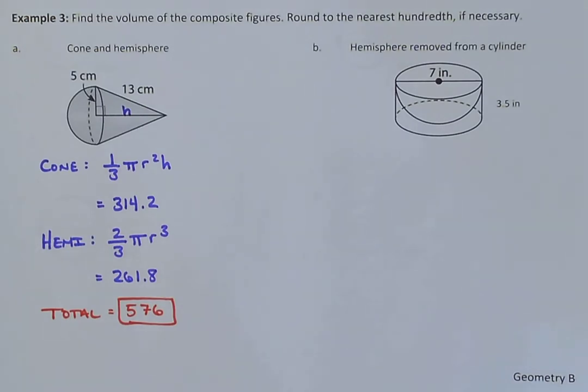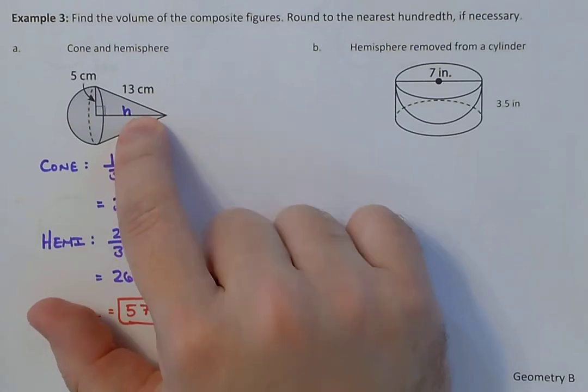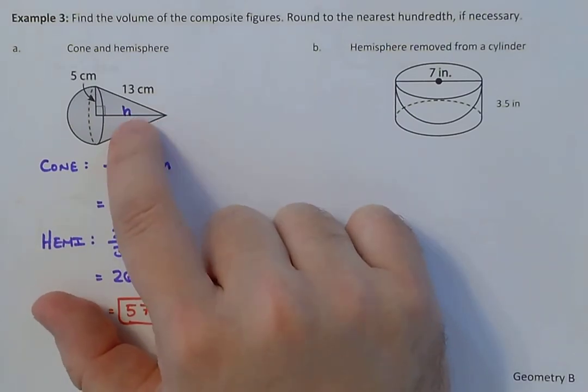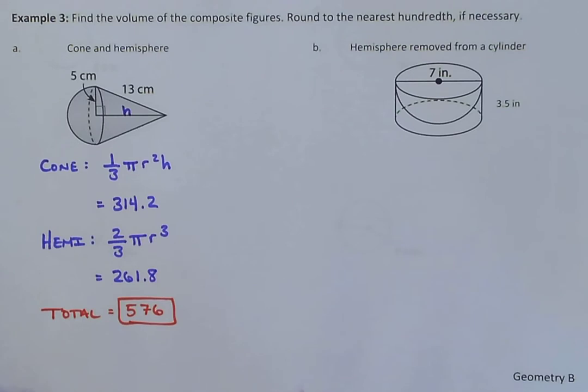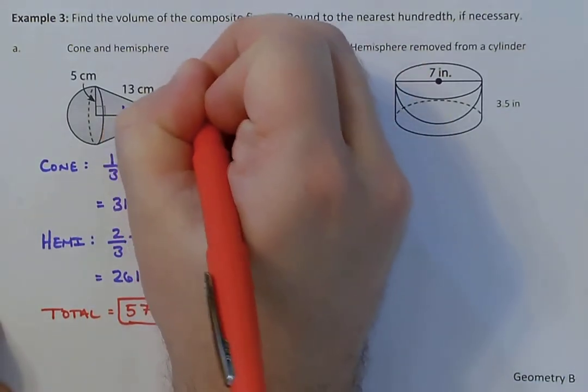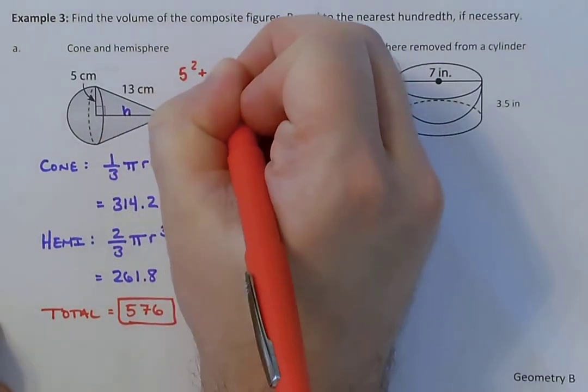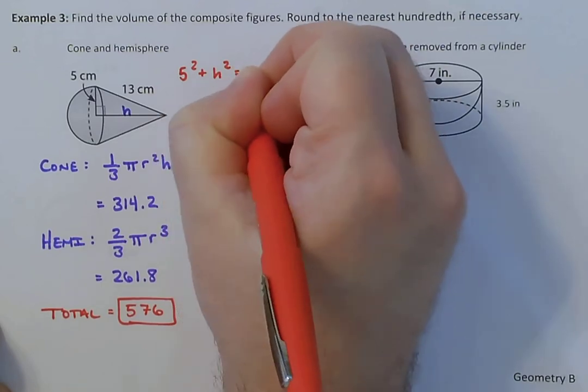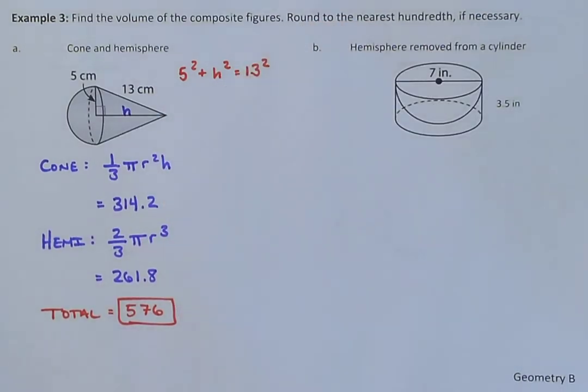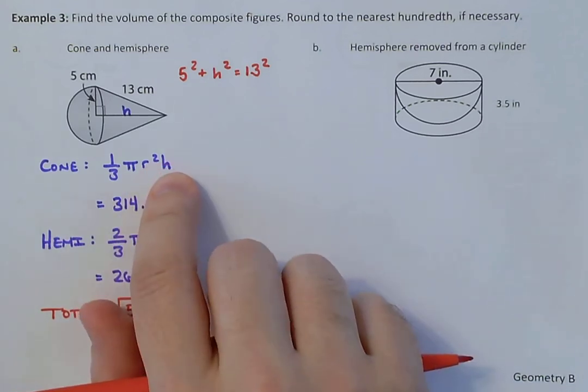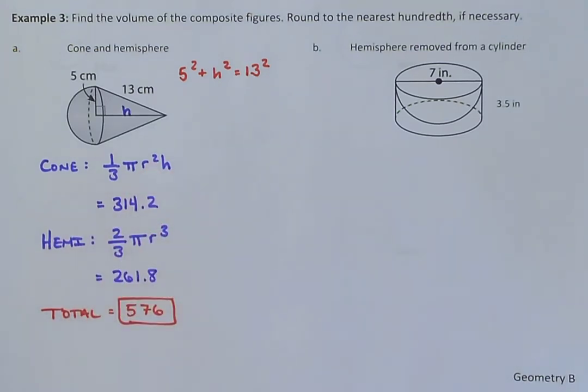So I'm not running through plugging everything into the formulas or figuring out the value of h. You would use the Pythagorean theorem to figure out h. So you would do 5 squared plus h squared equals 13 squared to figure out h. Then you can plug that in for your cone to figure out 314.2.